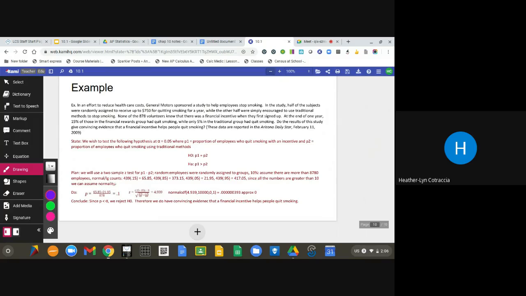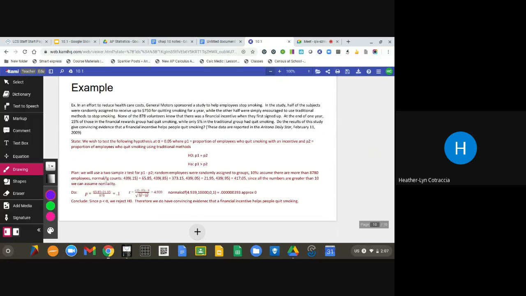Normal large counts: there should be 4 conditions checked here. So 439, which is half of the 878, because it said half went to one group and half went to the other. So 439 times the 15%, 439 times 1 minus 15%. And then for the other group, 439 times 5%, and 439 times 1 minus 5%. And since all of those numbers are greater than or equal to 10, we can assume normality.